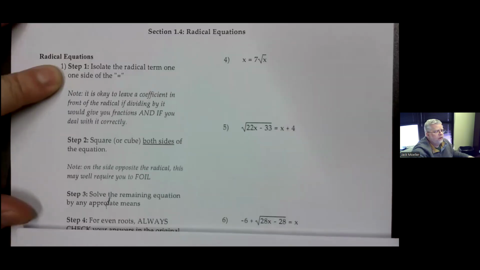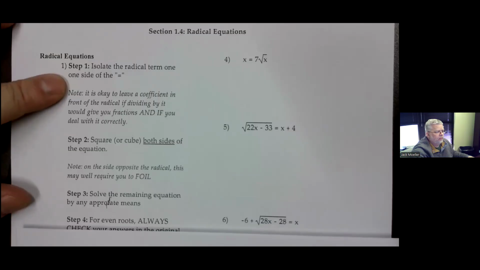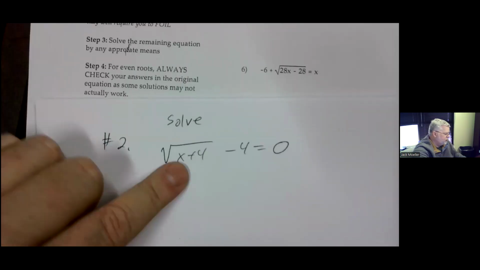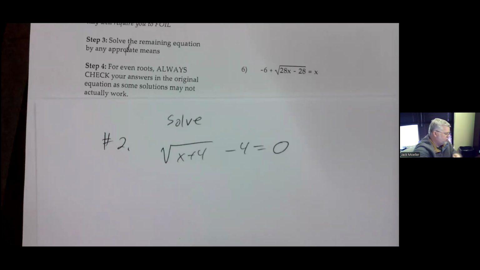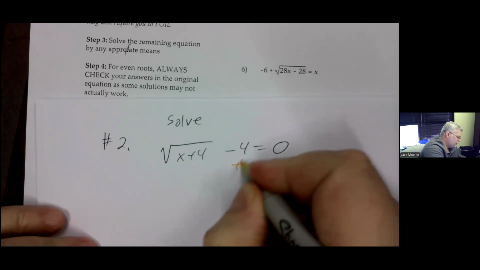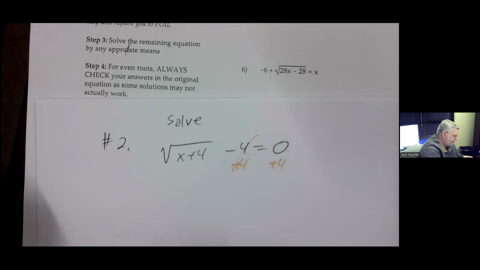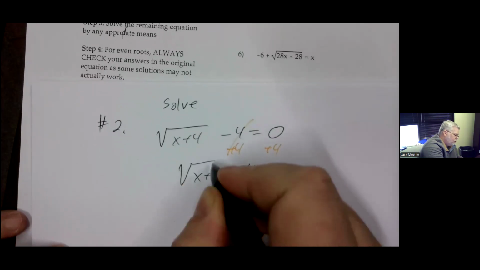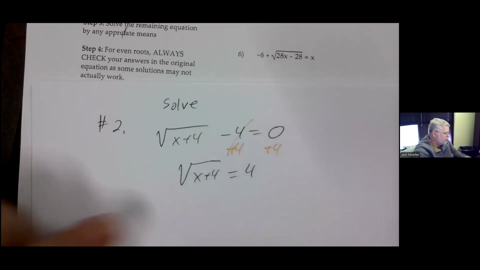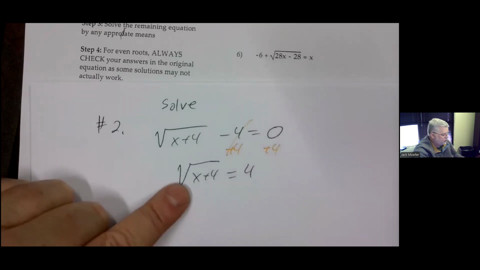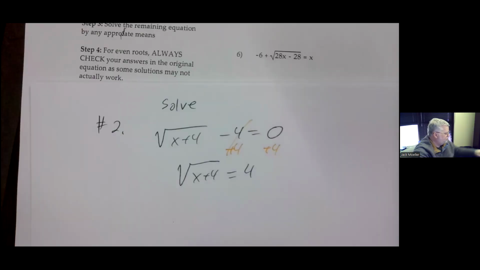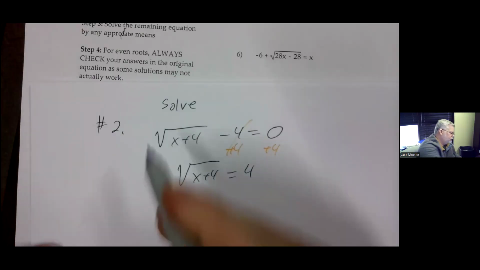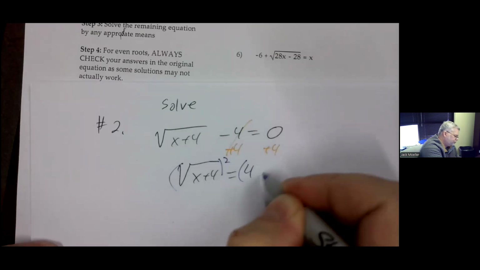Well, step 1 is isolate the radical term on one side of the equal sign. So we need the square root by itself, so we need to add 4 to both sides. Now we have the square root of x plus 4 equals 4. Once you have the radical by itself, since it's a square root, we're going to square both sides, because what you do on one side, you have to do to the other.